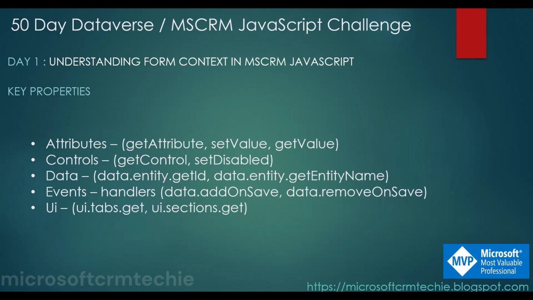Going to the next one, key properties. What are the key properties? We can see them at the form level, or we can say attribute level. Using attribute we can do getAttribute, and setValue and getValue. With controls we can do getControl and setDisabled. With data, we can directly get the entity ID and the entity name. Events, what are the event handlers available? I can simply say addOnSave event and removeOnSave event. And UI is related to the tabs and sections and all that.